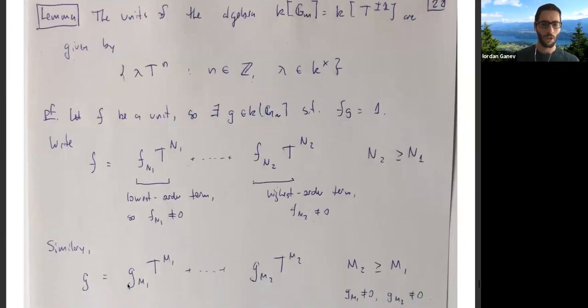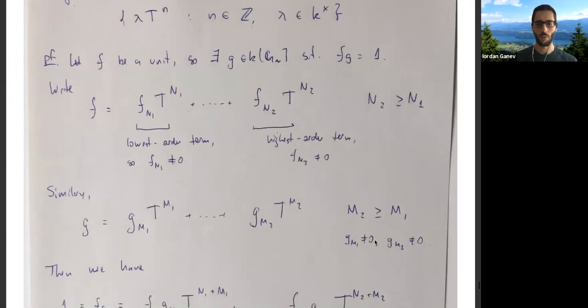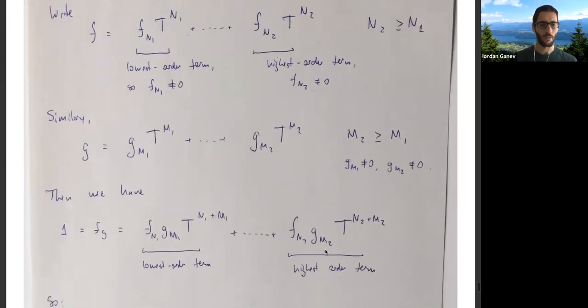Similarly, g is just some Laurent polynomial, so we can write it out in this way, and we have that m1 is the lowest power of t and m2 is the highest power of t, and these coefficients are non-zero. And because their product is 1, we know that 1 is equal to their product, but in this formulation written out with the powers of t, we know that the lowest term must be this.